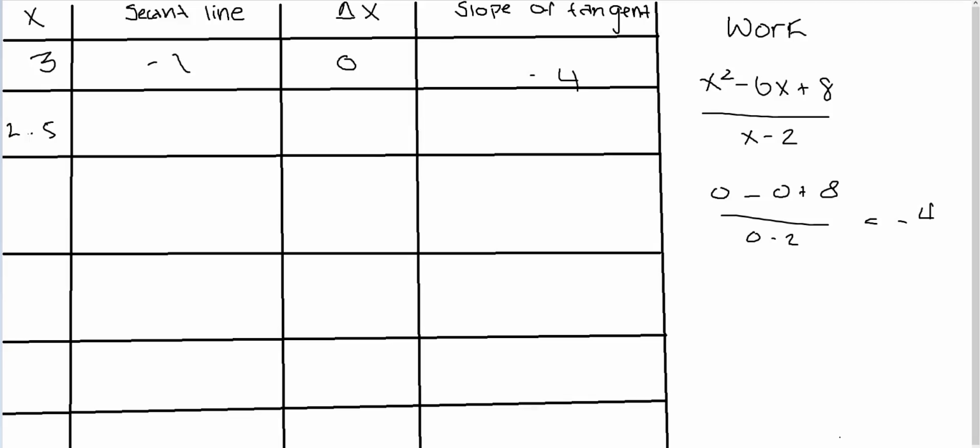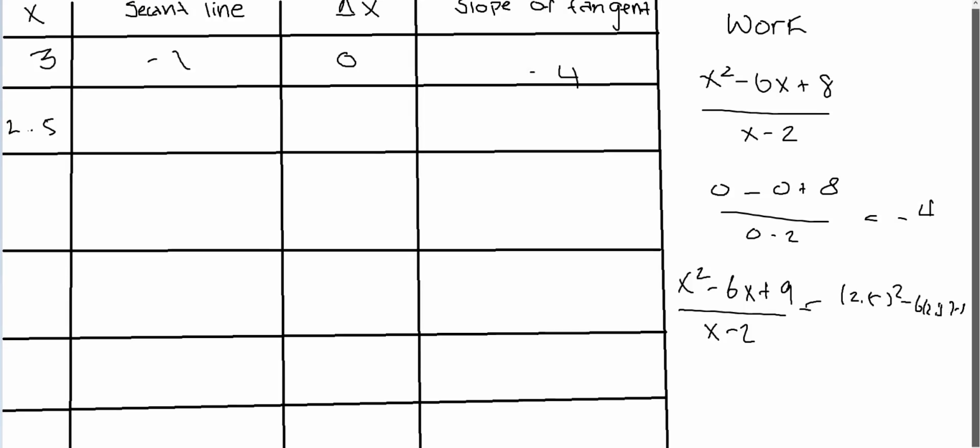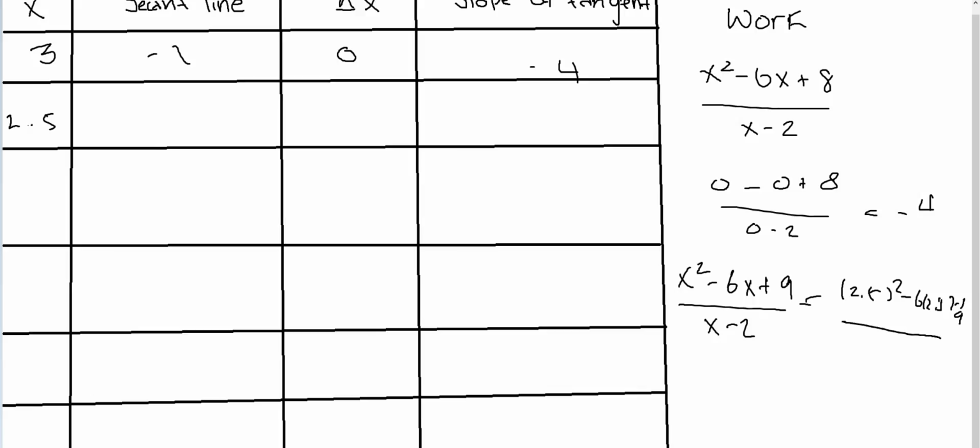If you could recall shortly, that was x squared minus 6x plus 9 over x minus 2. That's a huge difference, I know. So that's going to be 2.5 squared minus 6 times 2.5 plus 9, all over 2.5 minus 2. And so that is going to give us the value of negative 1.5. Sorry, that was some quick mental math.